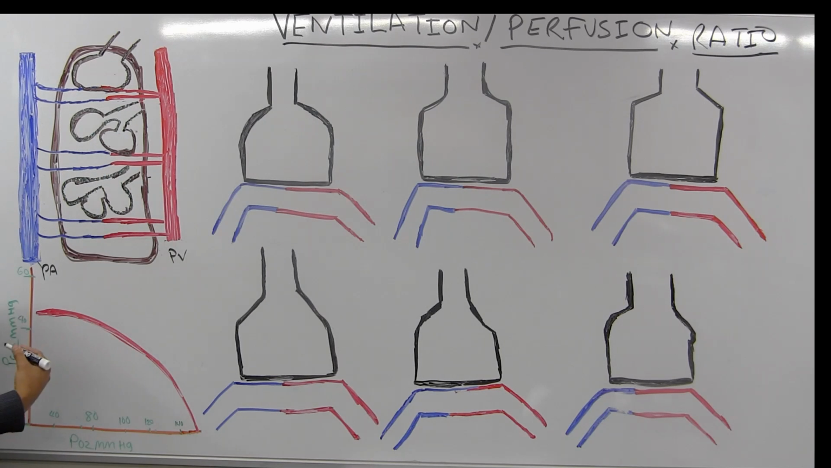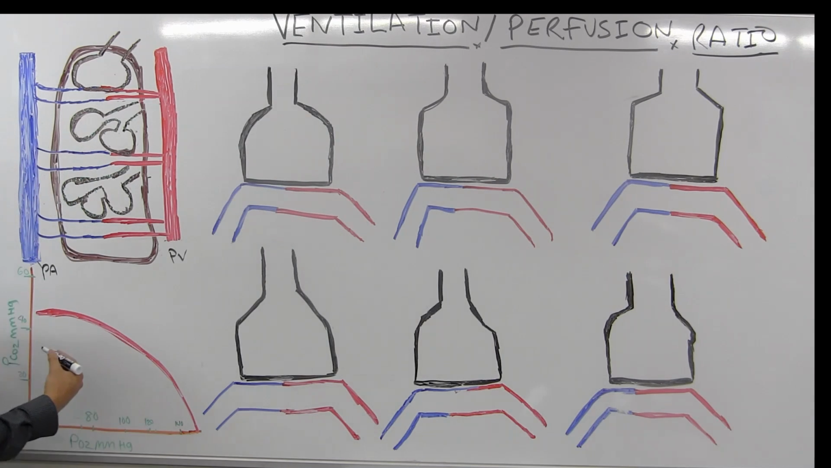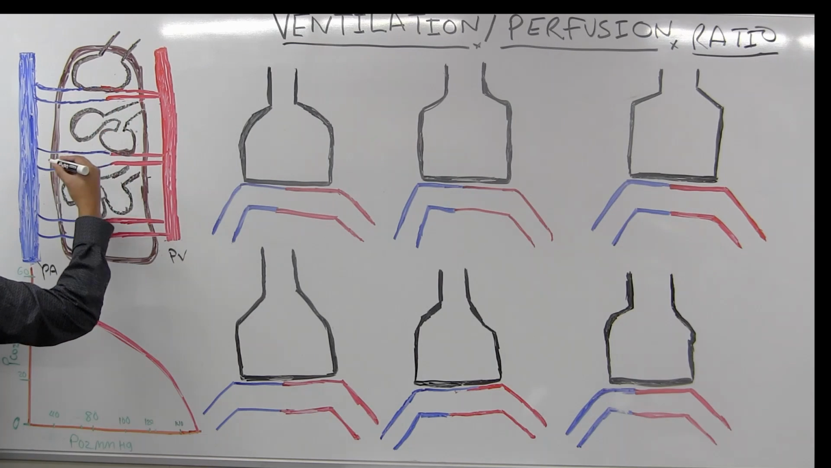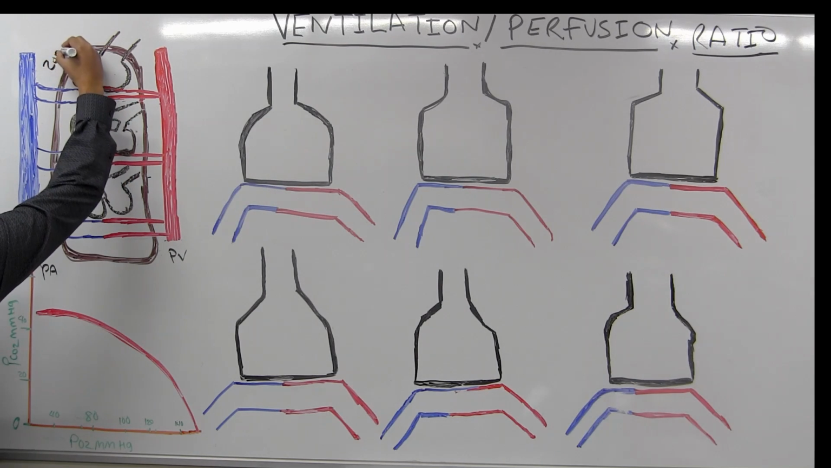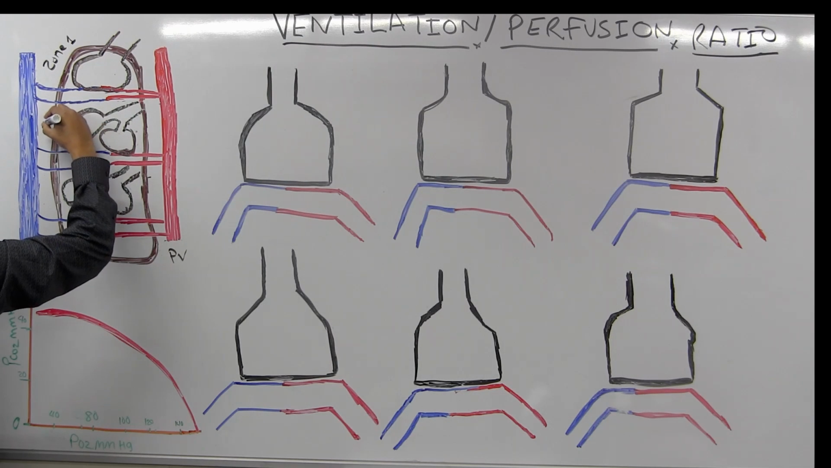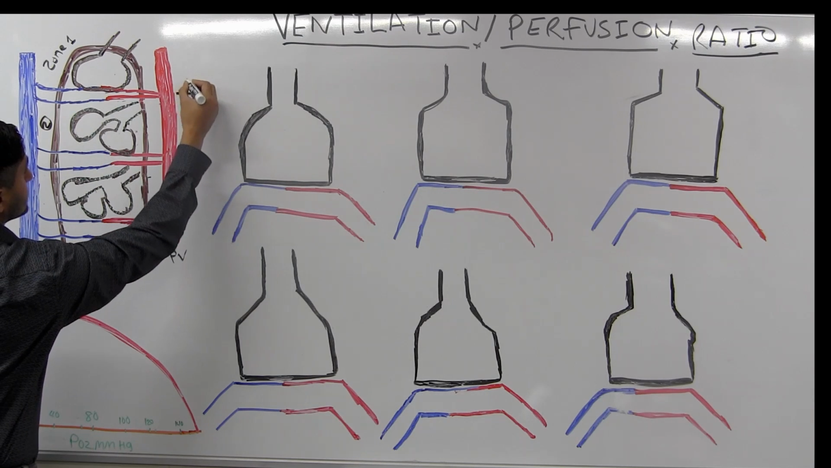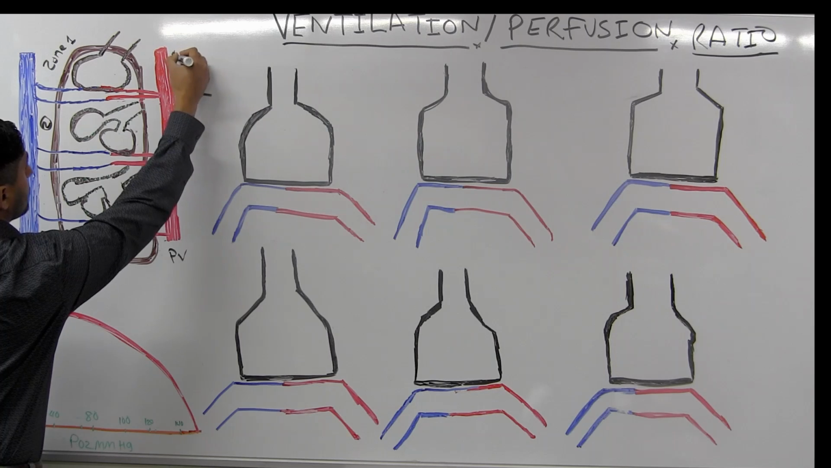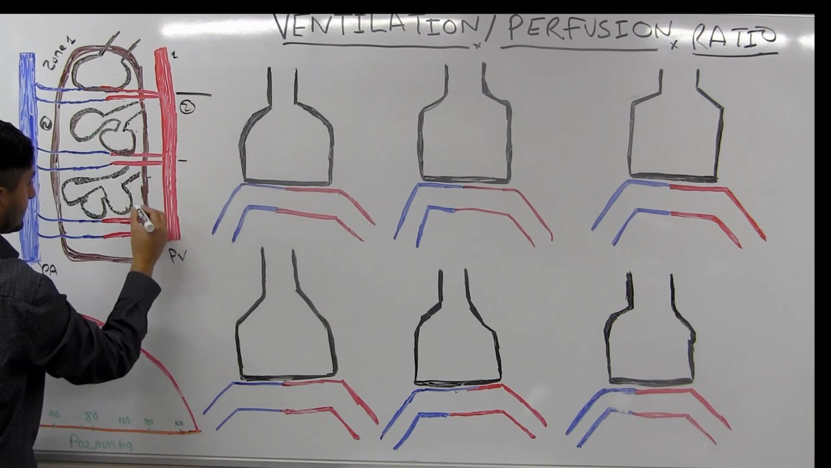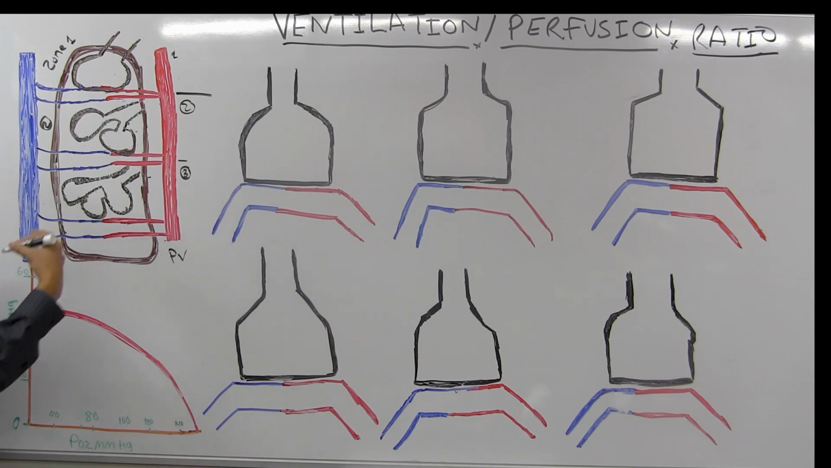Functionally, the lungs are usually divided into three different parts. This zone right here is called zone number 1. Let me write it down here. This whole part right here is going to be my zone number 2, and this part from here to here is going to be my zone number 3, okay? So functionally, that's how they're divided, right?